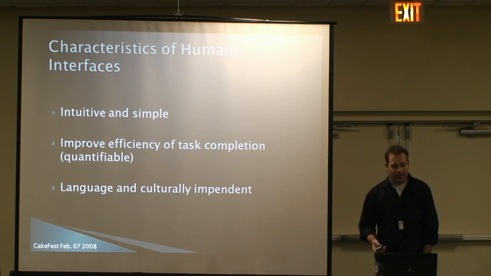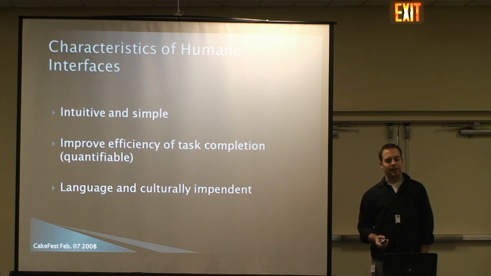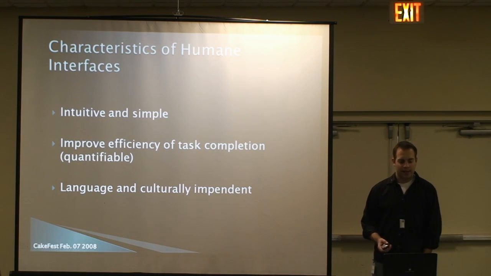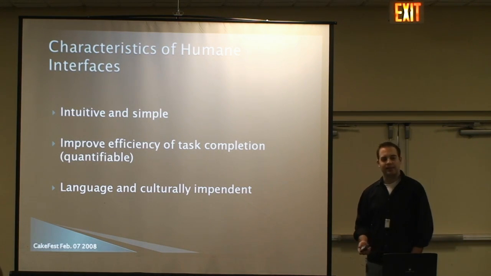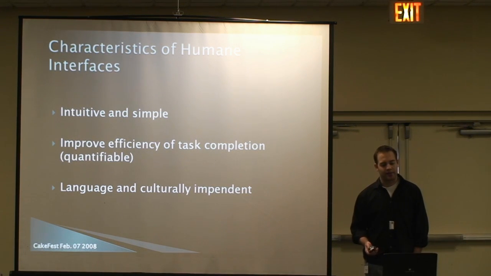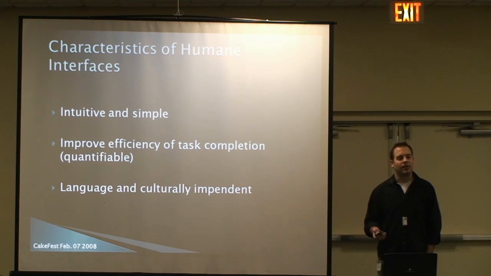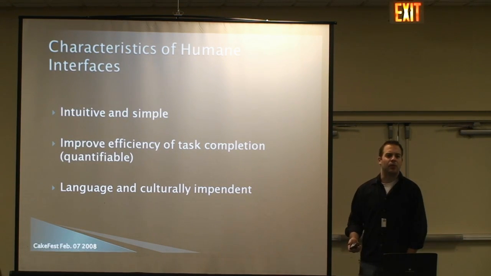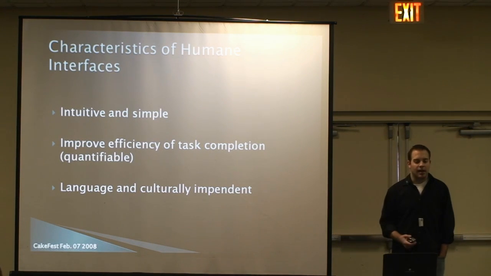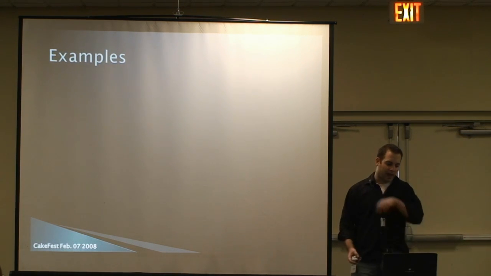And I spelled independent wrong, so excuse me for that. I didn't catch that. Basically, characteristics of human interfaces, they should be language and culturally independent. Now, this isn't a perfect world. Most of the time, you're not going to be able to abstract the interface away from language dependence unless you do translation. And culturally, it's hard unless you have a lot of people to work on it to bring in the perspective of having lived in that culture. But ideally, it would be language and culturally independent. So some examples of that.